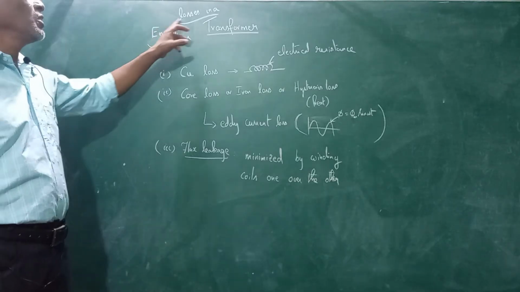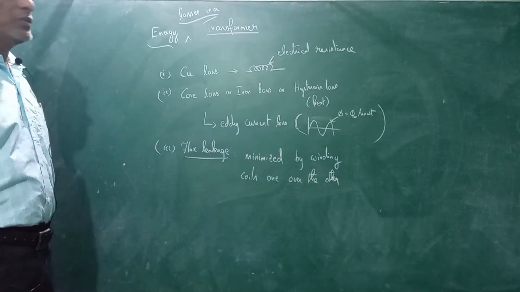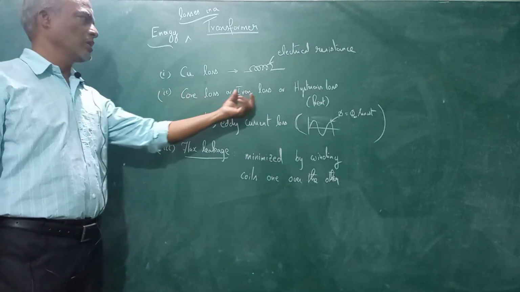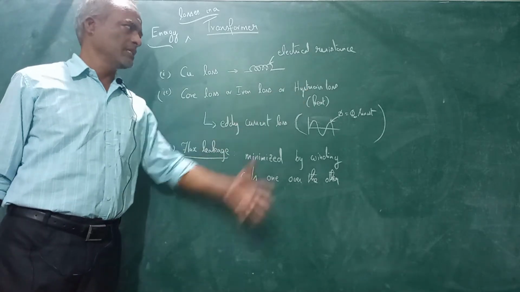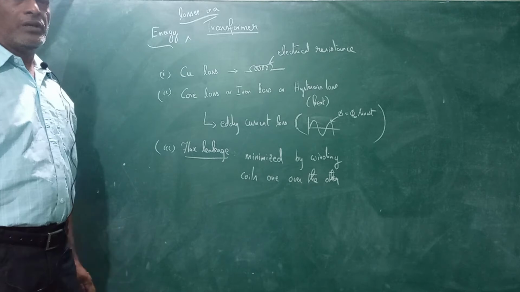Let us see about energy losses in a transformer. Now we have three types of losses. One is copper loss, second is core loss or iron loss, otherwise called hysteresis loss, and third is flux leakage loss.